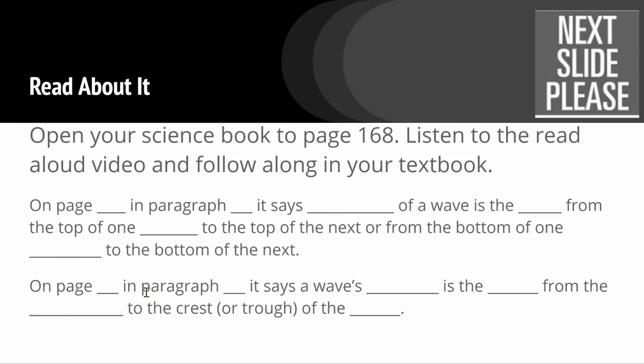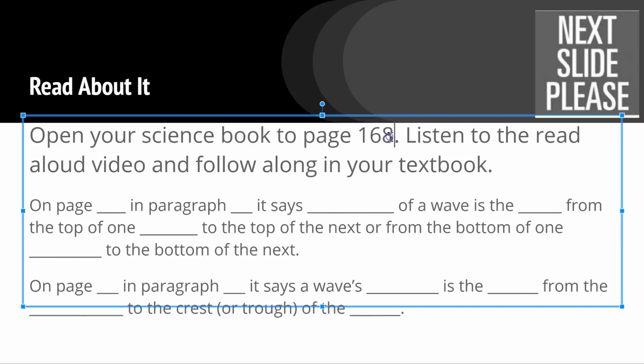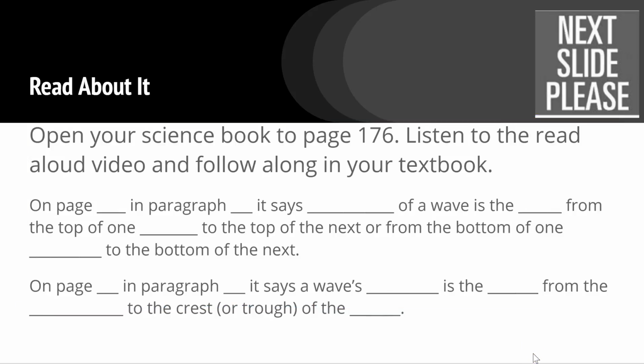All right, join me on page 176 in your science book. This is chapter 3, lesson 2. We're going to be learning about waves, different types of waves. So again, page 176, 176 in the science textbook.